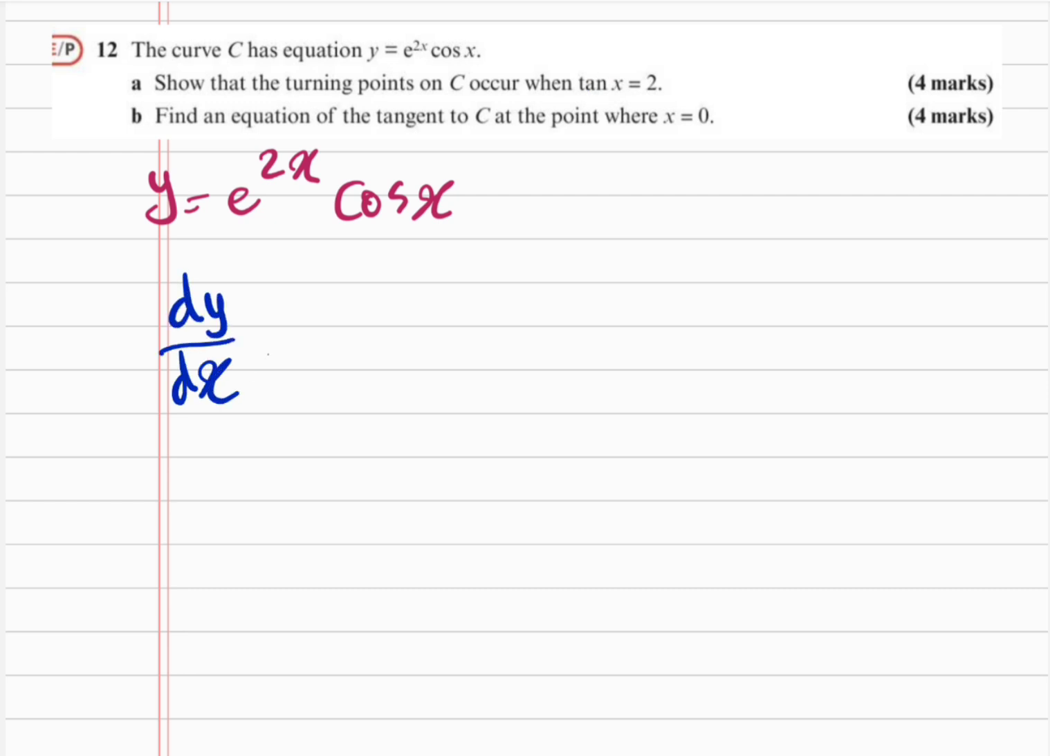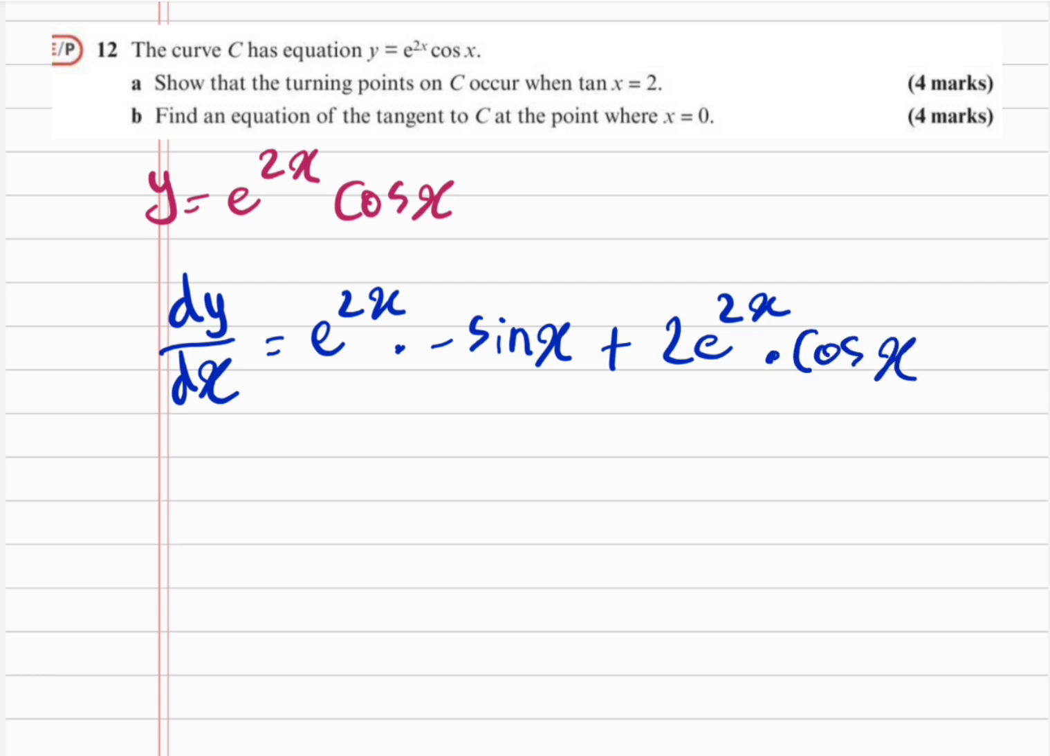So we want to differentiate this. It's a product rule. We have e^(2x) as our first function and cos x as the second function. So I'm going to write down the first function times the derivative of the second one. Cos x differentiates to minus sin x. Plus the derivative of the first function times the second function. So e^(2x) differentiates to 2e^(2x) because we differentiate the power, and that comes down as the coefficient, times the second function, which is cos x.